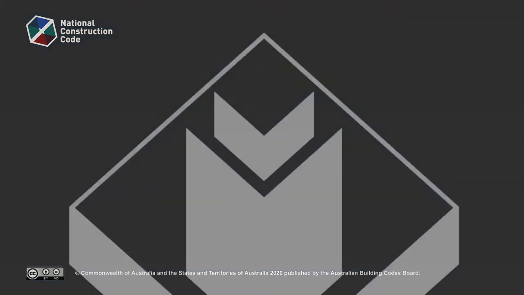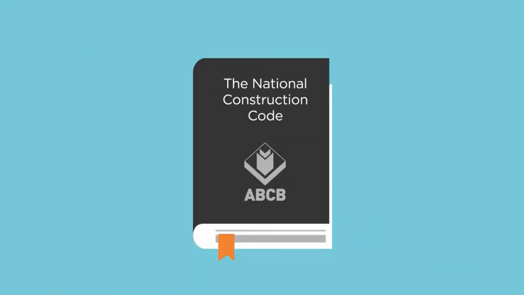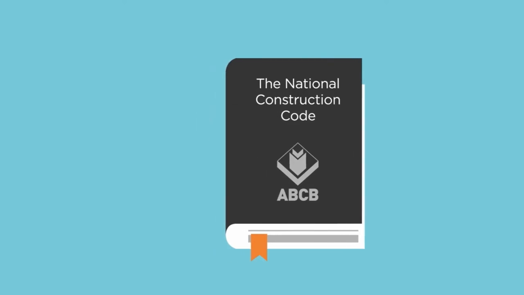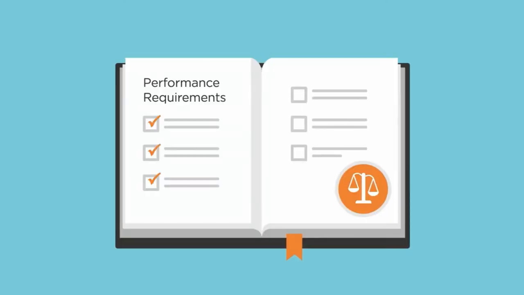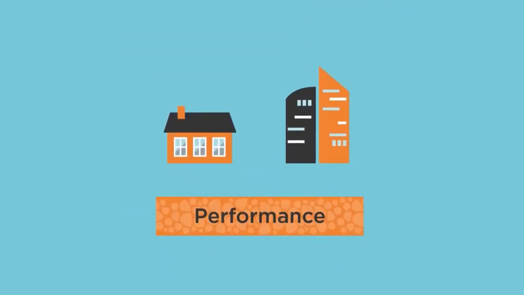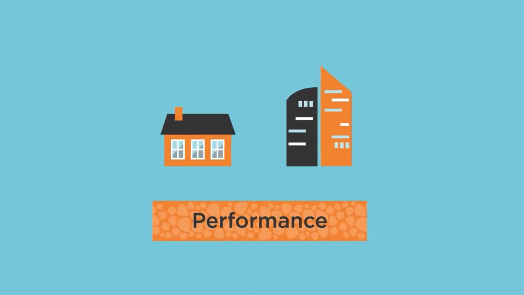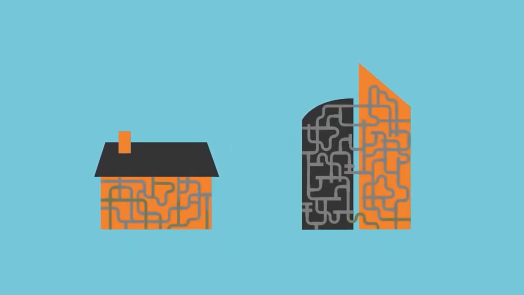The National Construction Code, also known as the NCC, contains mandatory performance requirements that set the minimum level of performance that buildings, building elements, and plumbing systems must achieve. A performance solution is an option which may be used to satisfy these performance requirements.